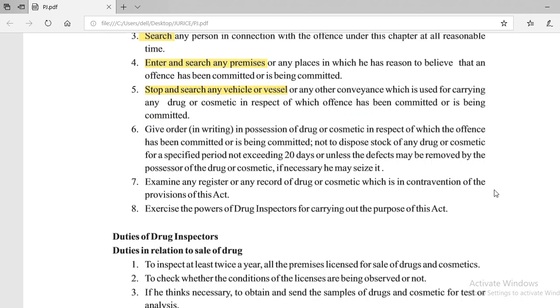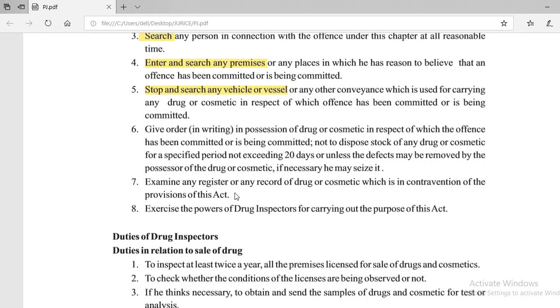Then the second last is to examine any register or any record of a drug or cosmetic which is in contravention of the provisions of this act. Means if the drug inspector suspects something, that suppose ABC medical shop is having the stock of XYZ drug in excess, or they are selling more and they are having more than necessary stock, and they have maintained a false register, or by mistake or purposefully or willfully they have written wrong information in that register.